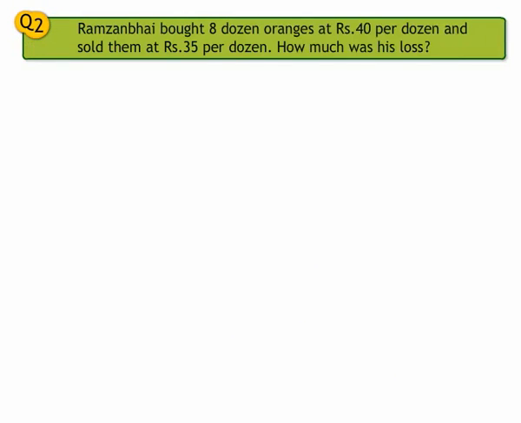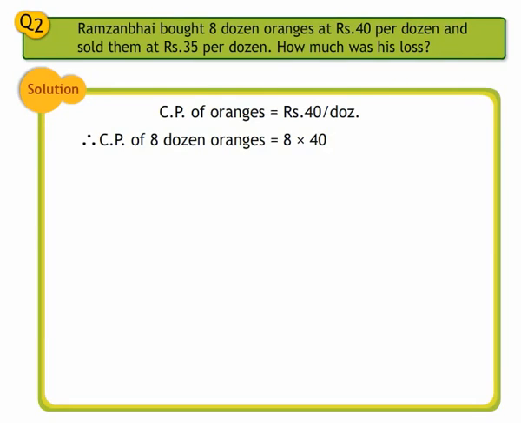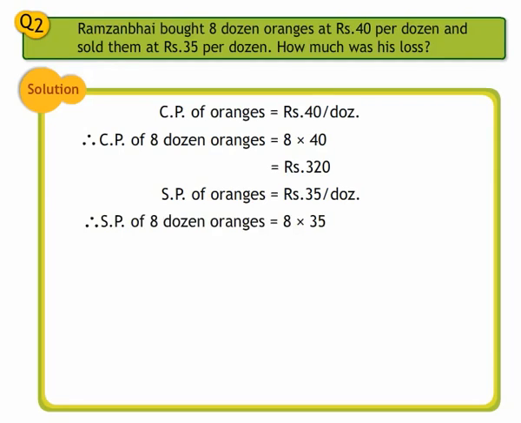2. Ramzan Bhai bought 8 dozen oranges at rupees 40 per dozen and sold them at rupees 35 per dozen. How much was his loss? Solution. Cost price of orange is rupees 40 per dozen. Cost price of 8 dozen oranges is 8 into 40, which is rupees 320. Selling price of oranges is rupees 35 per dozen. Selling price of 8 dozen oranges is 8 into 35, which is rupees 280.